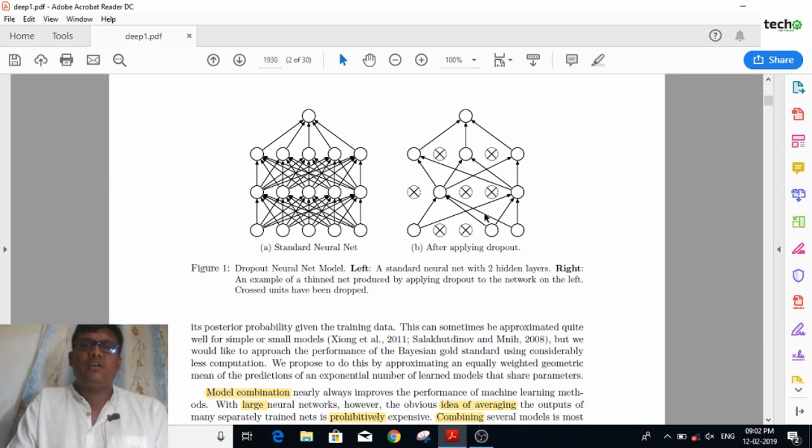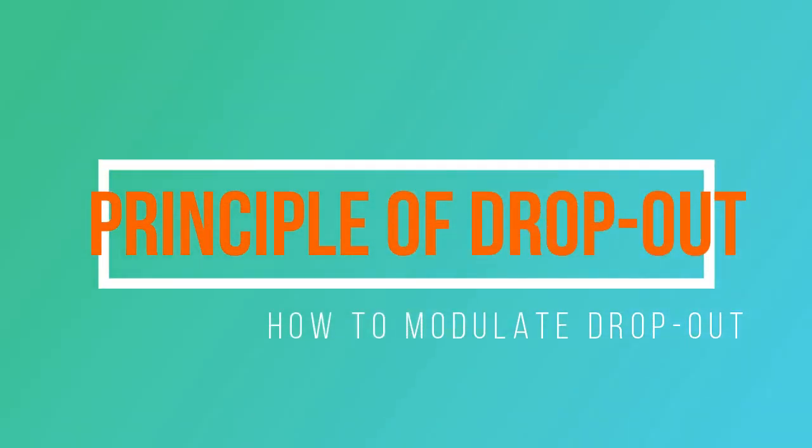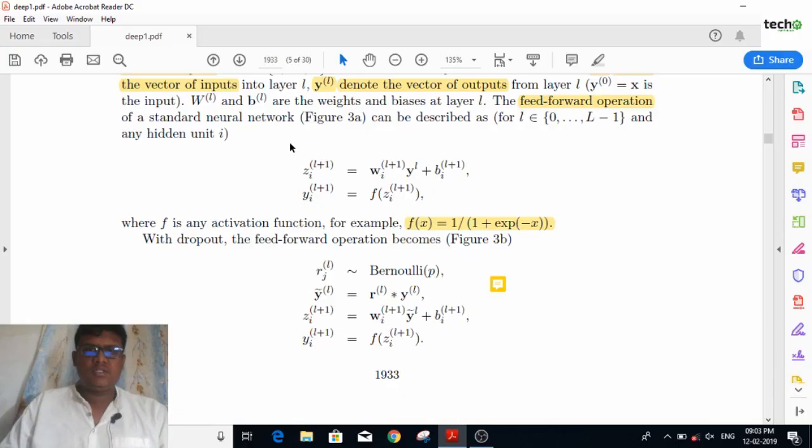This is the core part of dropout. Let's see how it is going to be modulated. This is a normal network and this is a dropout network. Before going to that, we can understand some of the terminologies used in this principle.